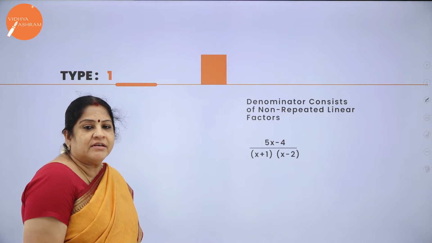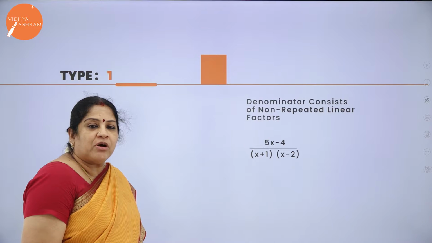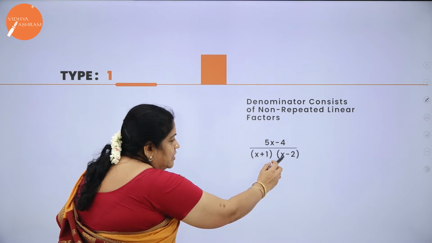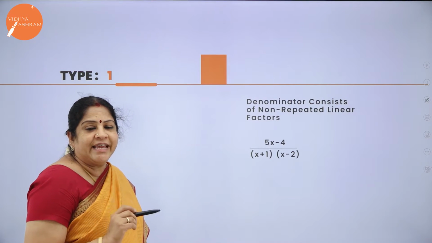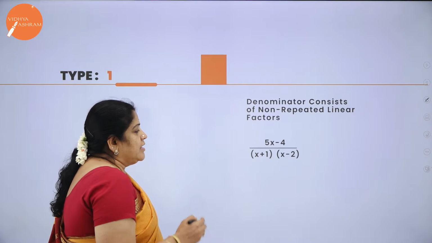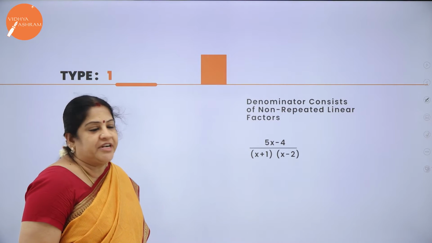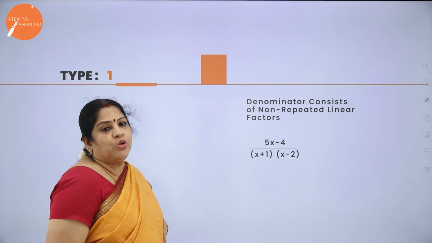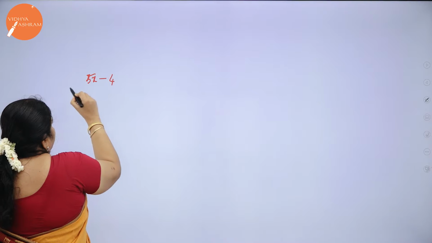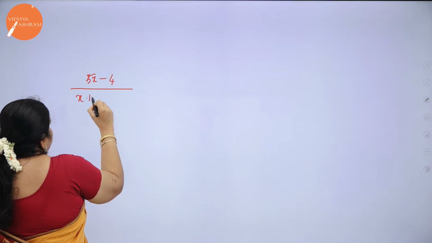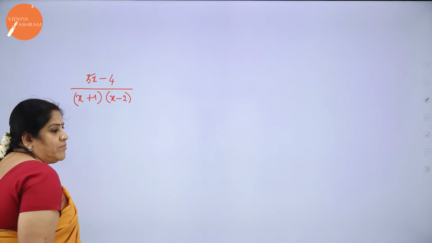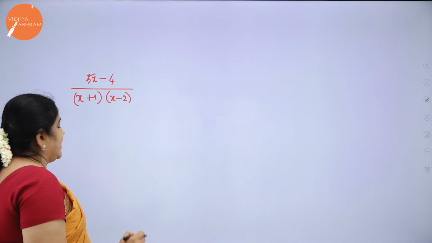What's the meaning of linear? Linear means the highest power of x is 1. So, look at the power of x here, it is 1, and here also the power of x is 1. So, they are linear factors and they are not repeated. X plus 1 and x minus 2 are two different terms. So, when they are different, how do we go about it? 5x minus 4 by x plus 1 into x minus 2.